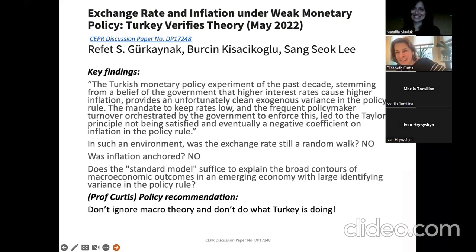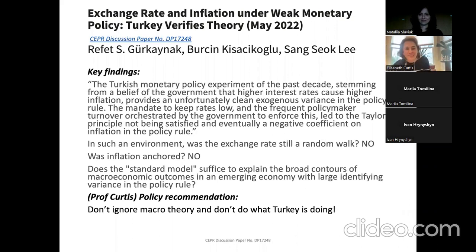You can see my little comment at the bottom of the slide. Yes, crazy monetary policy. Completely contrary, right? Contrary to economic theory. So look at the paper that they have written. It's under review. I don't know at what journal, but this is a working paper. It says exchange rate and inflation under weak monetary policy. Turkey verifies theory, proves that macro theory is correct and what Turkey is doing is wrong, basically.